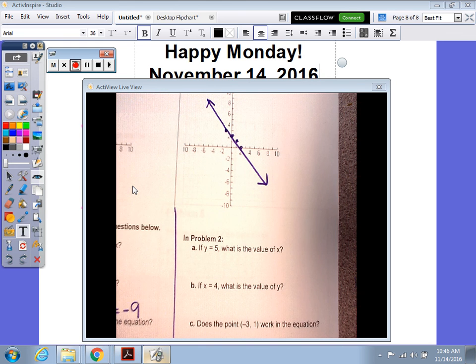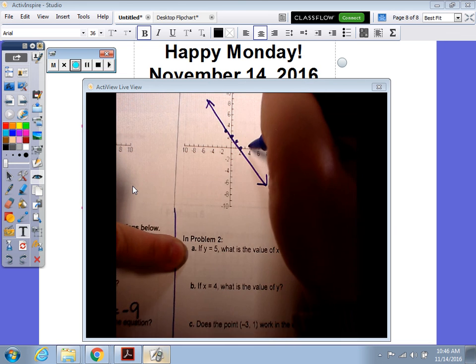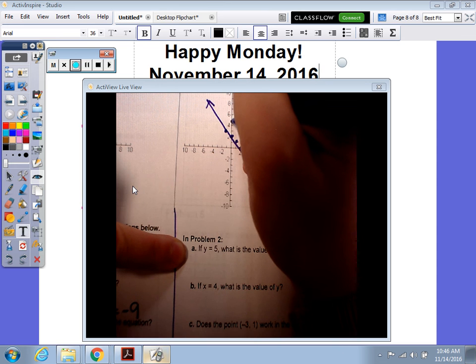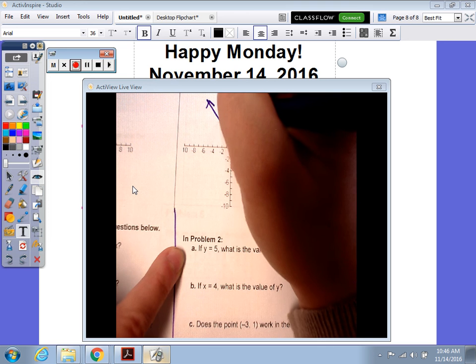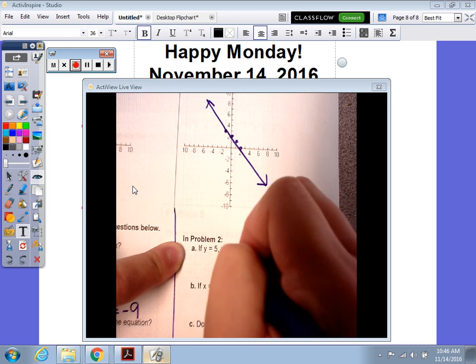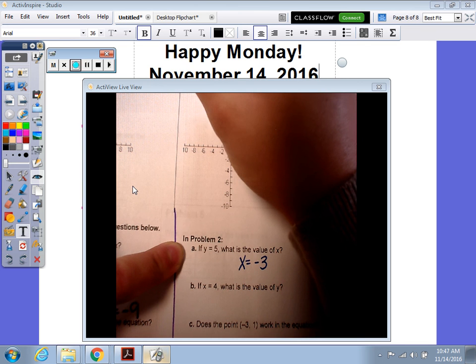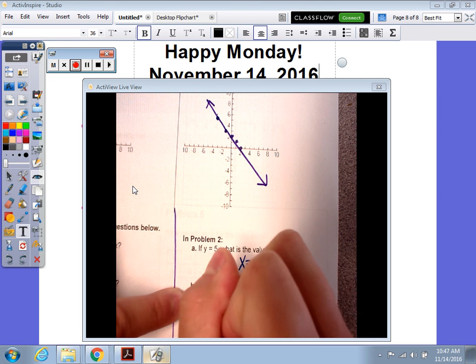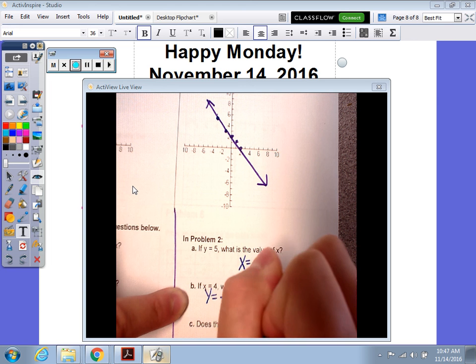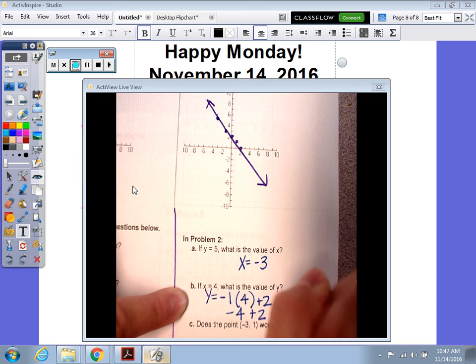Okay, now let's answer the questions next door. So, in problem 2, if y equals 5, what is the value of x? So, when y equals 5, x is about 1, 2, I would say it's about 3, so x equals -3. And that's about right here. Okay? What is the value of y when x equals 4? Well, we're going to plug it back into our equation from up above. y equals -1 times 4 plus 2, and -4 plus 2 is equal to -2.